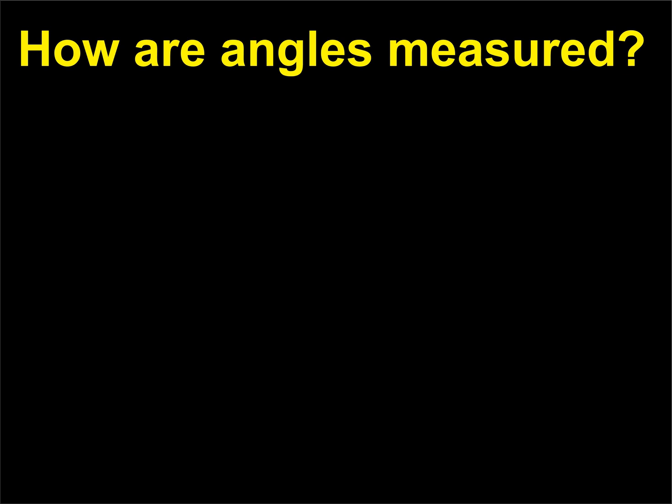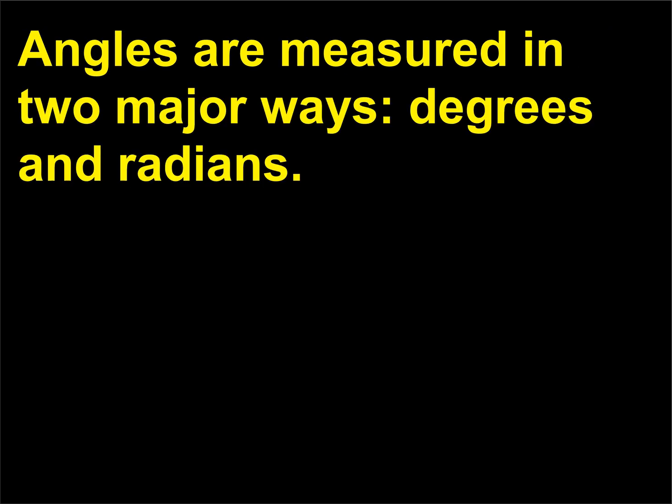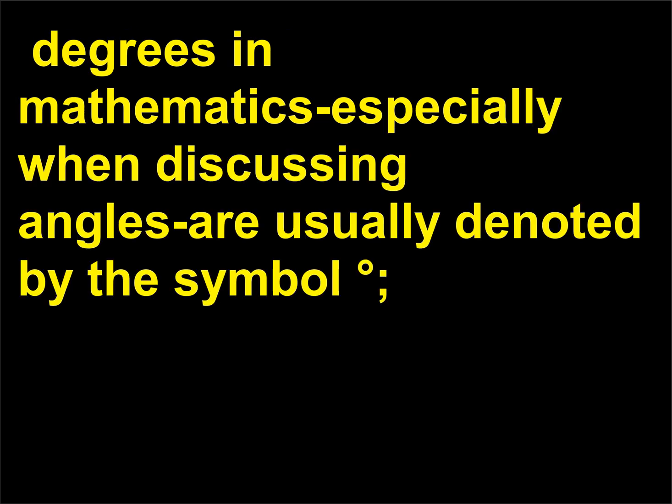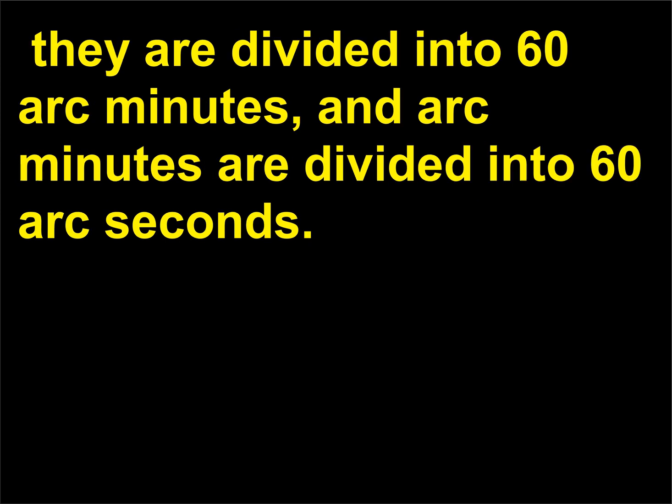How are angles measured? Angles are measured in two major ways, degrees and radians. Similar to degrees on a temperature scale, degrees in mathematics, especially when discussing angles, are usually denoted by the symbol degree. They are divided into 60 arc minutes, and arc minutes are divided into 60 arc seconds.